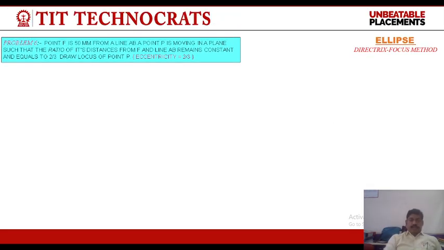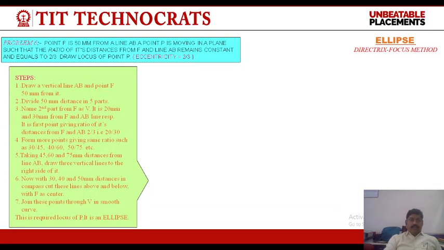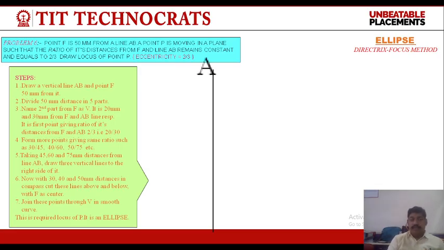arc of circle method. Now the general method, where the point F is 50 mm from a line AB, or point P is moving in a way such that the ratio of its distance from F and line AB remains constant and equal to 2 by 3. Draw the locus of point P, where the eccentricity is 2 by 3. This vertical line is known as the directrix, and this is the horizontal line on which we find the focus at a distance of 50 mm.